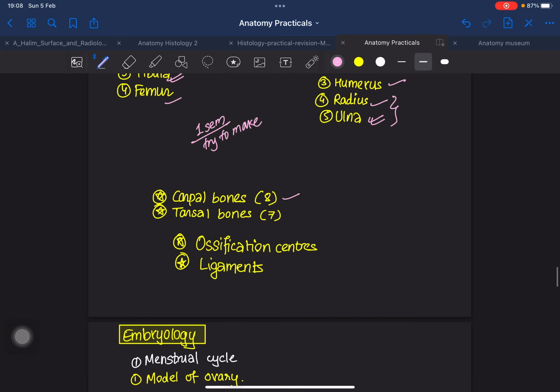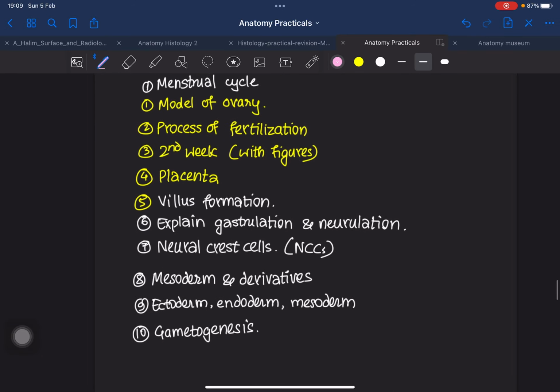Next is the carpal bones and the tarsal bones. You need to know about the arrangement of the carpal bones and the tarsal bones, and you have to name them sequentially. Similarly, always know about the ossification centers and the ligaments of the joints. Ossification center of all bones. Okay, it's given in your BD Chaurasia. Have a look and know the ossification center of all the bones. It could be asked. Okay, now let's have a look at the embryology section.